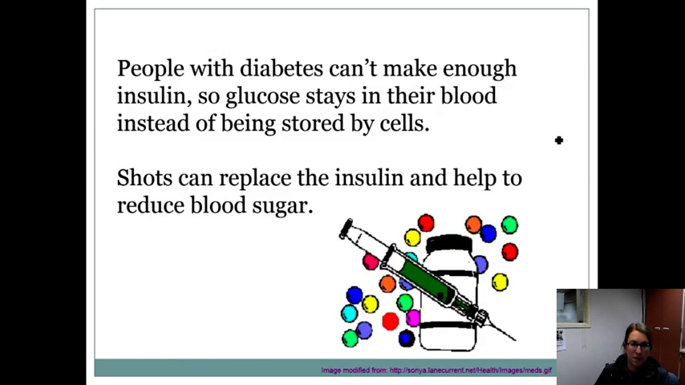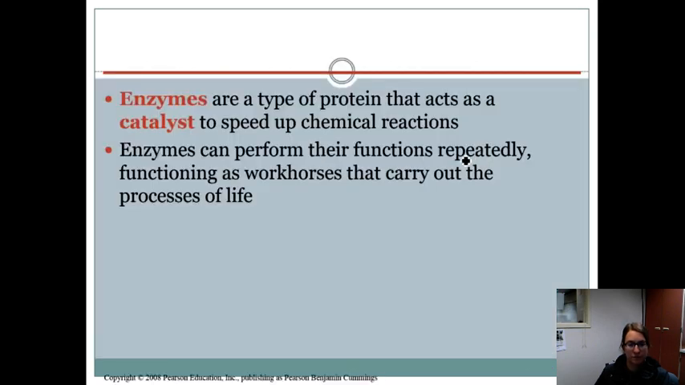People with type 1 diabetes can't make enough insulin and their pancreas isn't working correctly, and so they can get insulin shots to replace that insulin, and then the shot is the message to the cells saying, take in the blood sugar.